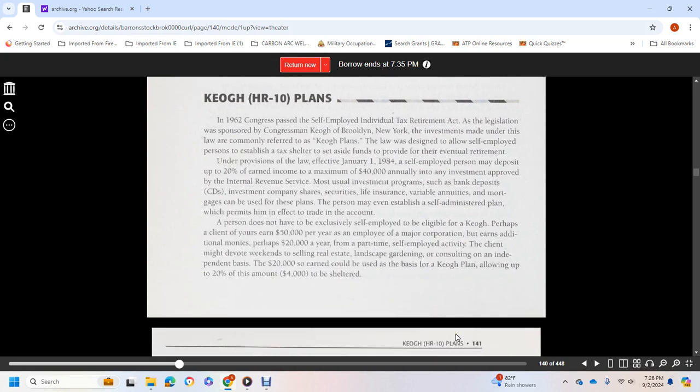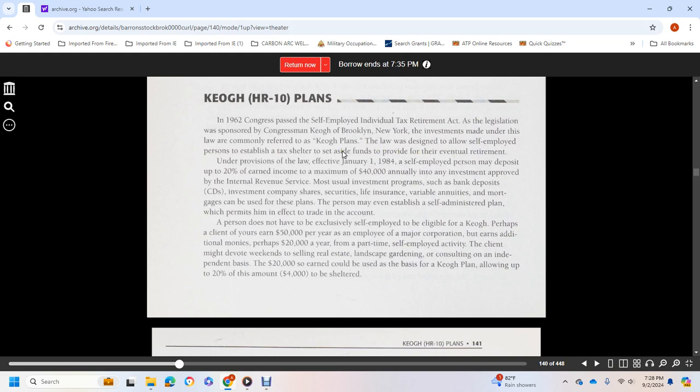Alright, the KEOGH HR 10 plans. In 1960, Congress passed the Self-Employed Individual Tax Retirement Act, legislation sponsored by Congressman Keogh of Brooklyn, New York, commonly referred to as the Keogh plan. The law is designed to allow self-employed persons to establish tax shelters, setting aside funds for their eventual retirement.